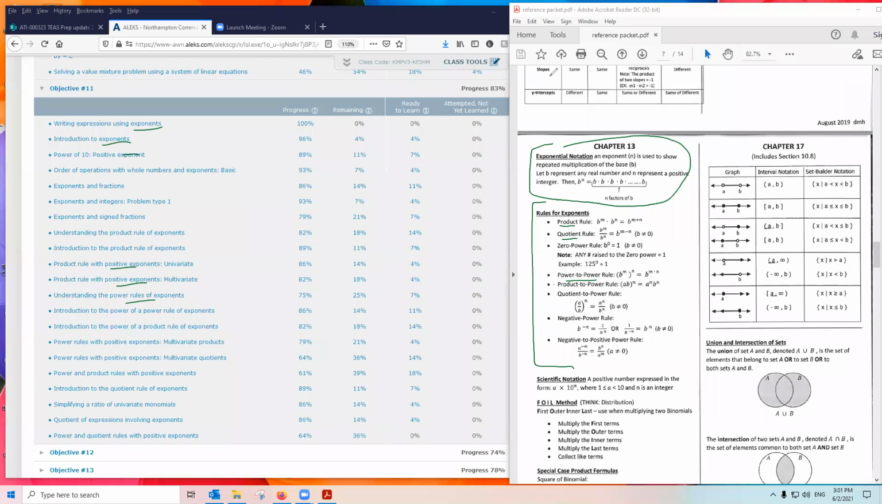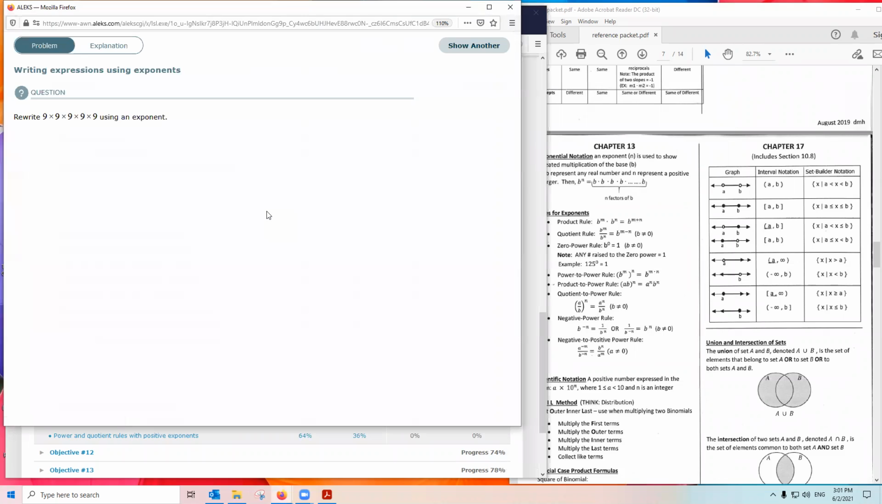All right, first, let's talk about what is an exponent. Let's go to this first topic. It says writing expressions using exponents. Well, an exponent is really a superscript. Let me give you an example. How about 5 with this superscript 2? This 2 up here is called the exponent, and this 5 is called the base. And the exponent tells you how many times to multiply the base times itself.